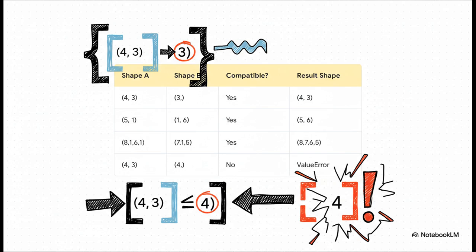Now look at that last row. This is the one that trips everyone up. A 4-3 matrix and a 4 vector. We line them up and we're comparing 3 and 4. Are they equal? Nope. Is one of them 1? Nope. So broadcasting fails and NumPy throws a value error. Understanding this specific case will save you so much debugging time.